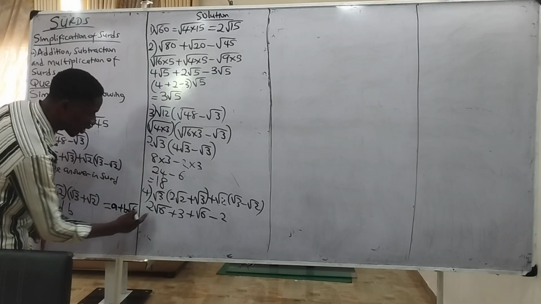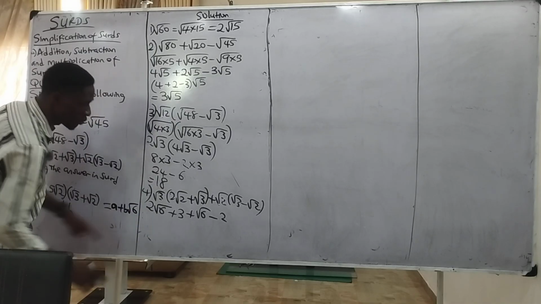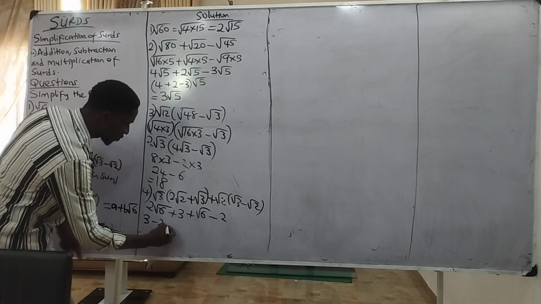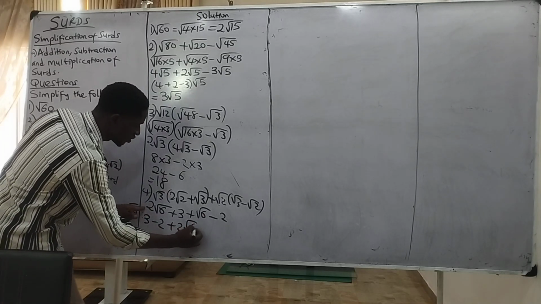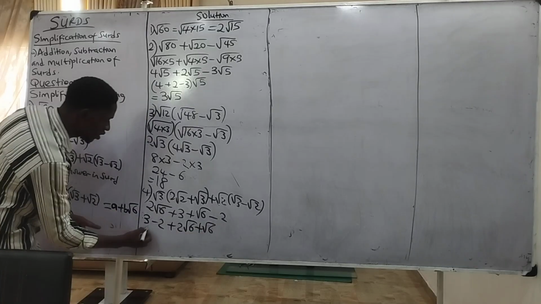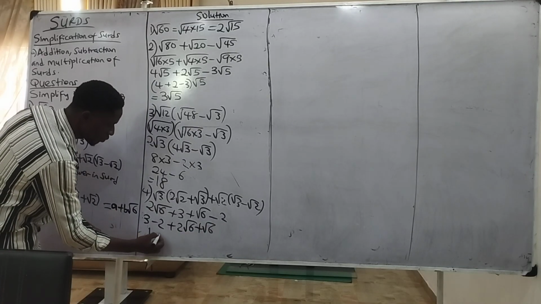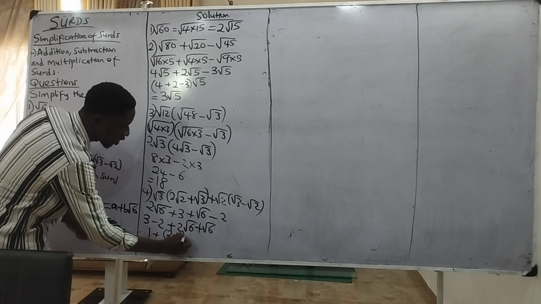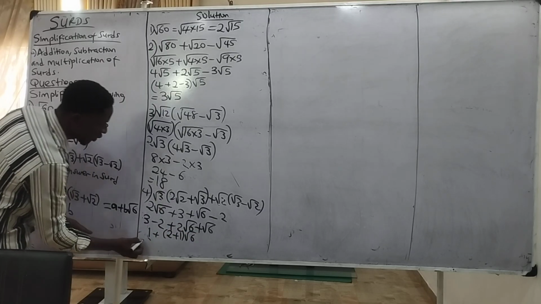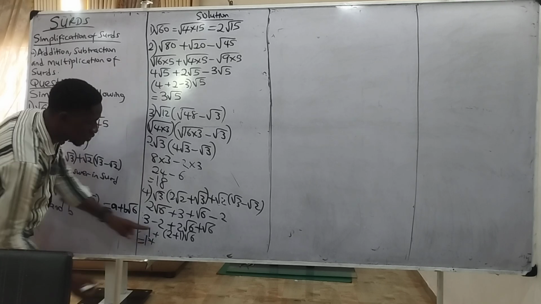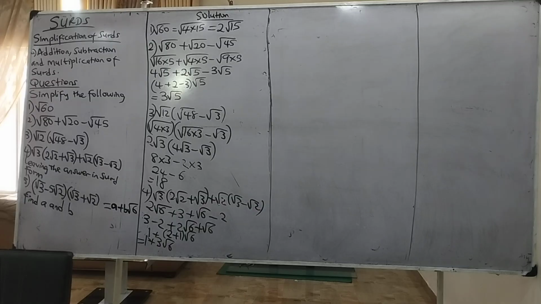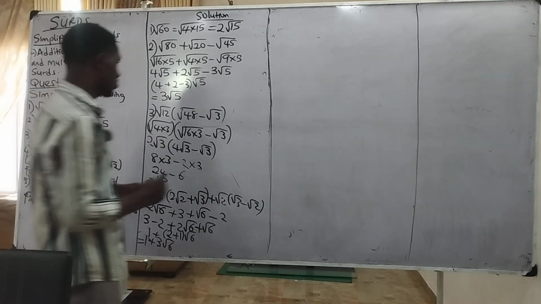So let us collect like terms. Let me first of all bring the numbers that don't involve roots. So I have 3 minus 2 plus 2 root 6 plus root 6. 3 minus 2 is 1 plus, this is like bracket 2 plus invisible 1, all in root 6. So 2 plus 1 is 3 root 6. So our answer is 1 plus 3 root 6. So let's go to number 5.